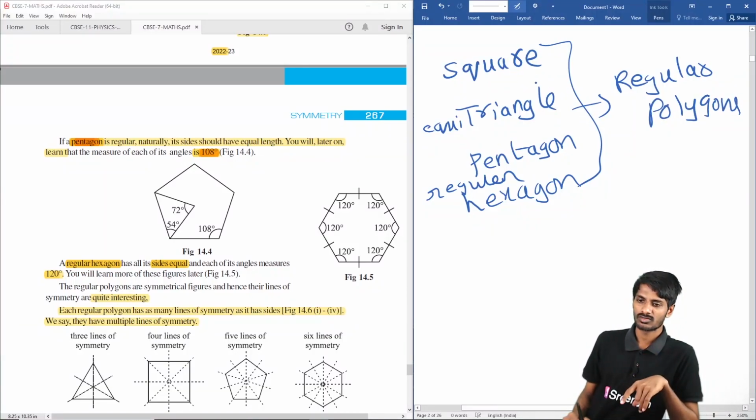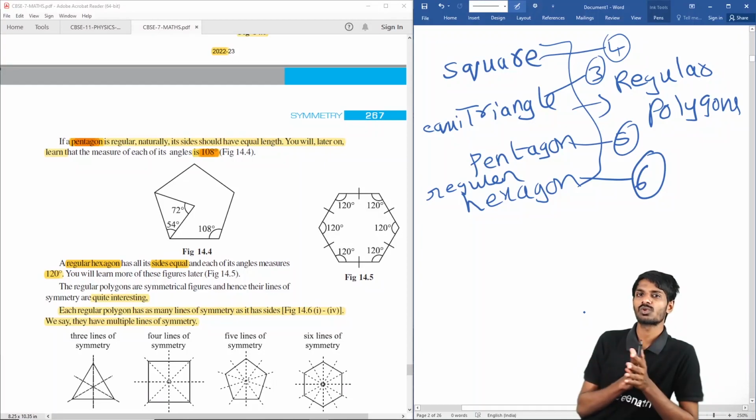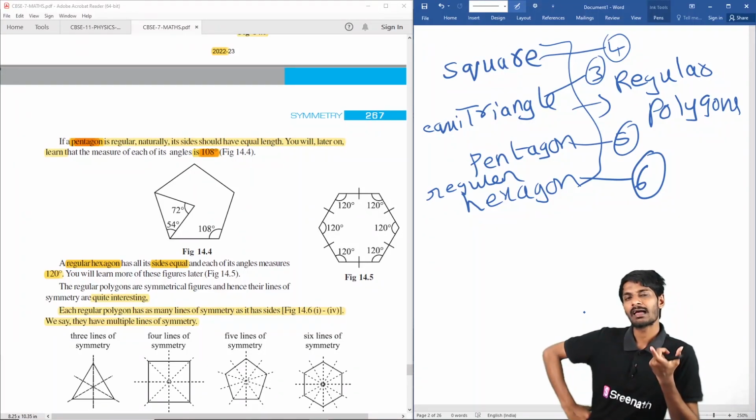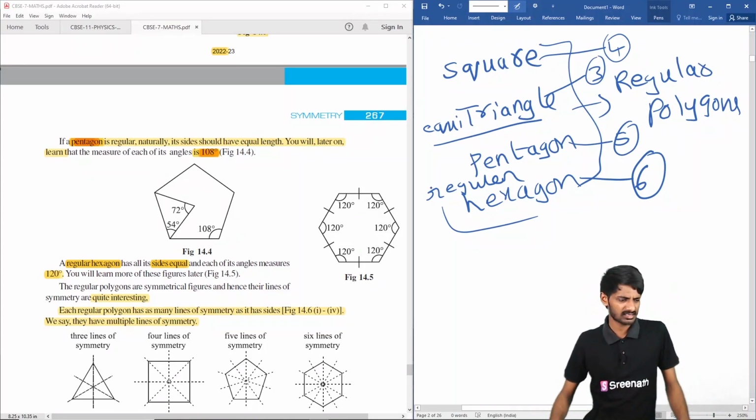All are regular polygons. It is having 4 sides, 3 sides, 5 sides, 6 sides. So if anybody asks you, can you give me the example of a 3-sided regular polygon, then you have to tell that it is an equilateral triangle. Can you give the example for a 6-sided polygon, then you have to give that it is a regular hexagon, like that. So now some doubt arises.